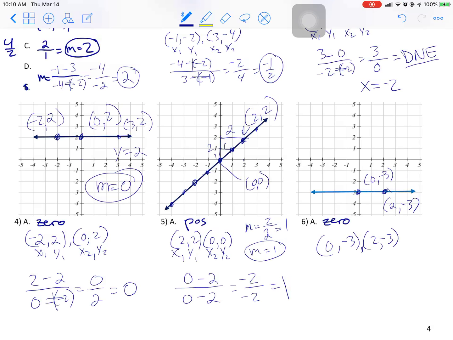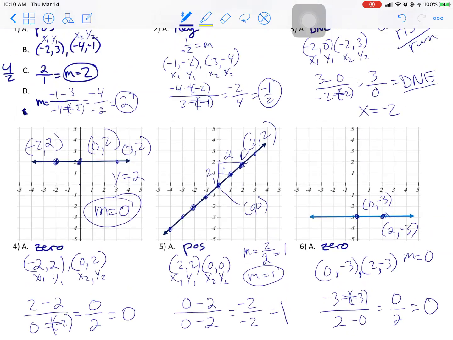If you have to put these in your homework, you usually have to put a comma between the two ordered pairs as well. No spaces in the homework. So negative 3 minus a minus 3 over 2 minus 0. So this is a plus, so this is going to be a 0 on top, and this is a 2, which means that's a 0. Okay, so m is 0 on this one. Is that it? That's it.